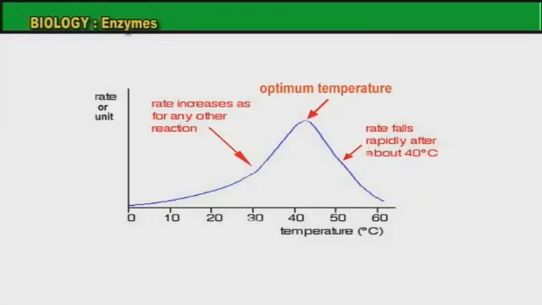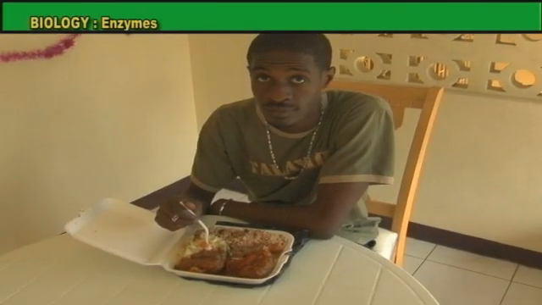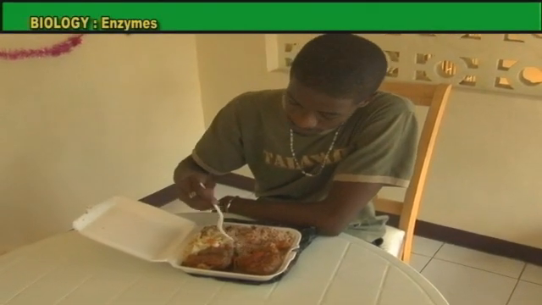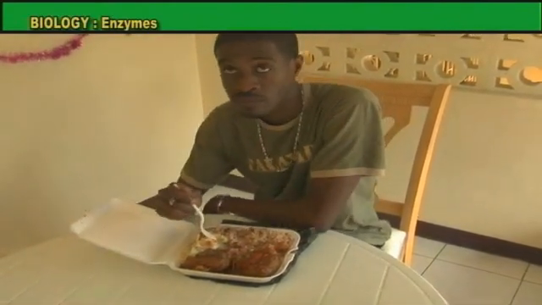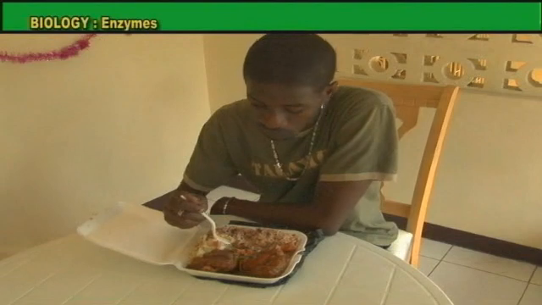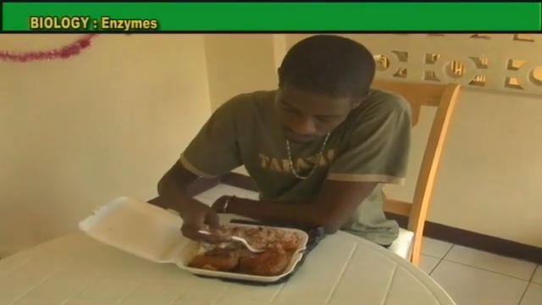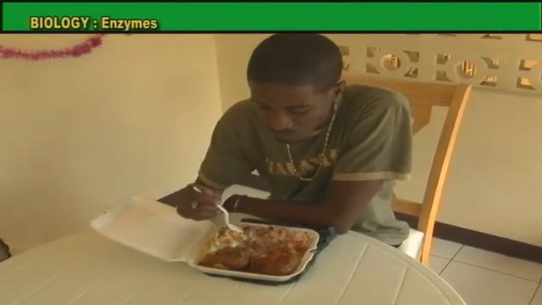The normal body temperature of humans is 37 degrees Celsius. Digestive enzymes work best at this temperature. In our saliva, there is an enzyme called amylase, which converts starch to maltose. This is why, as we chew bread or crackers, there is a sweet taste prior to swallowing.